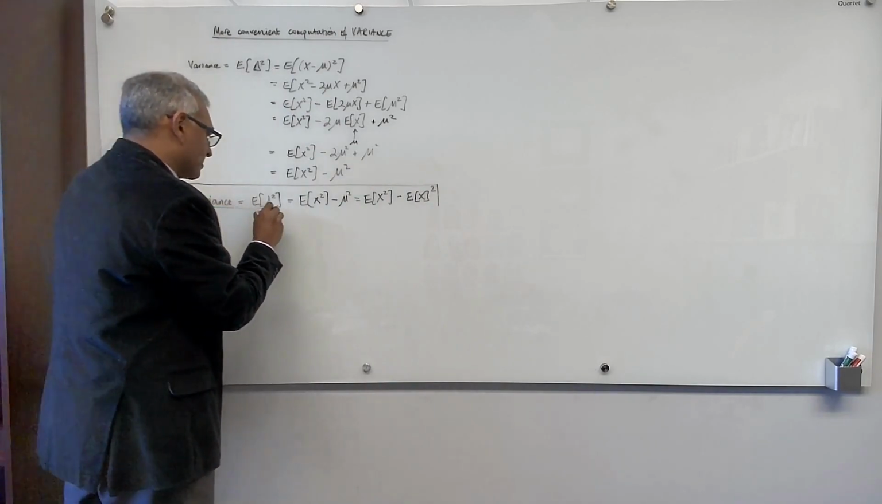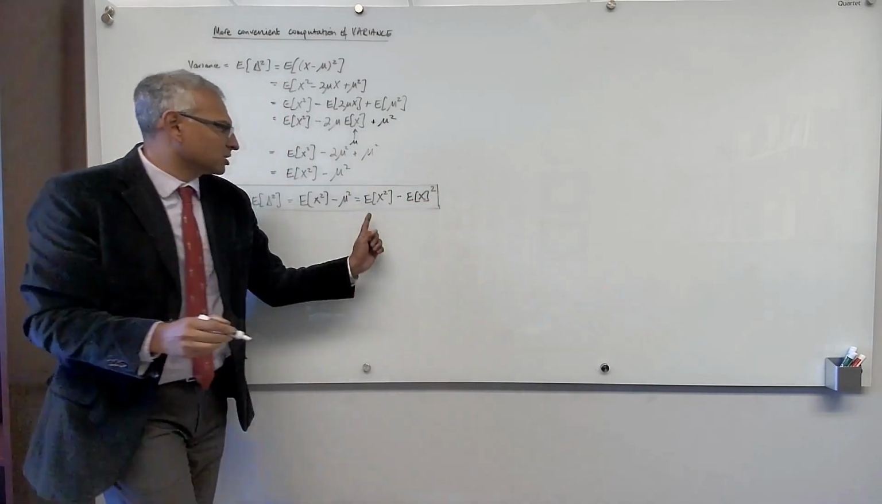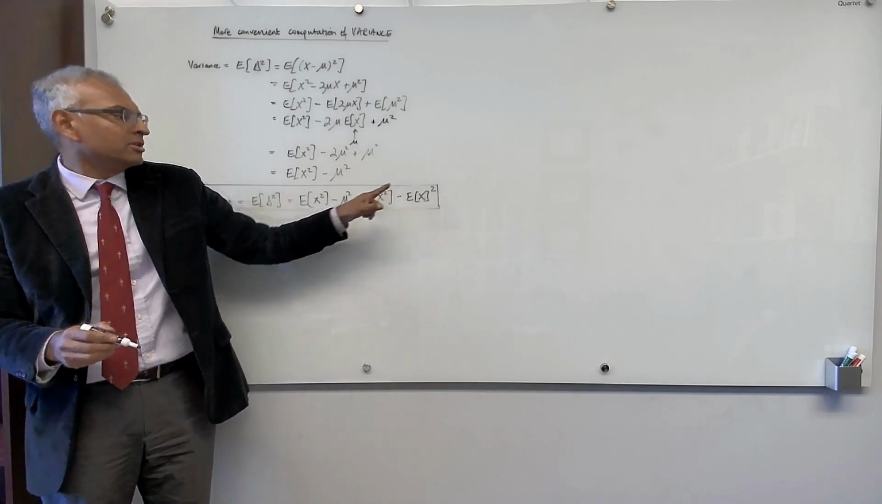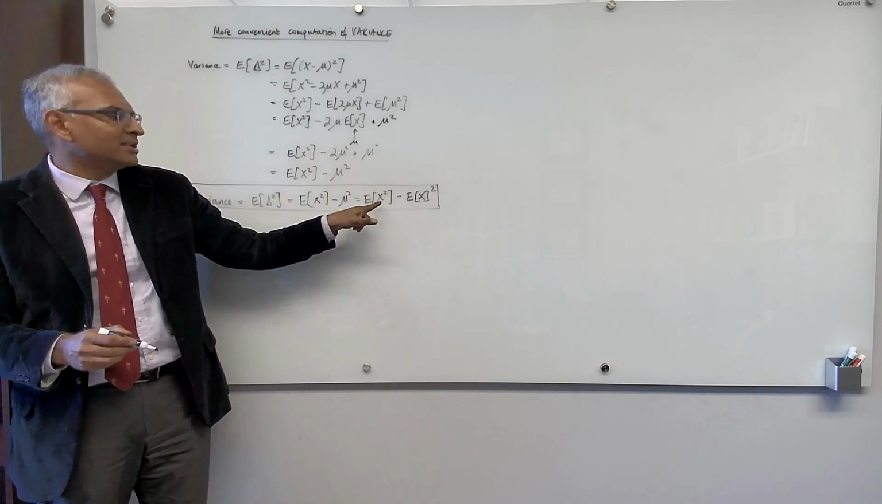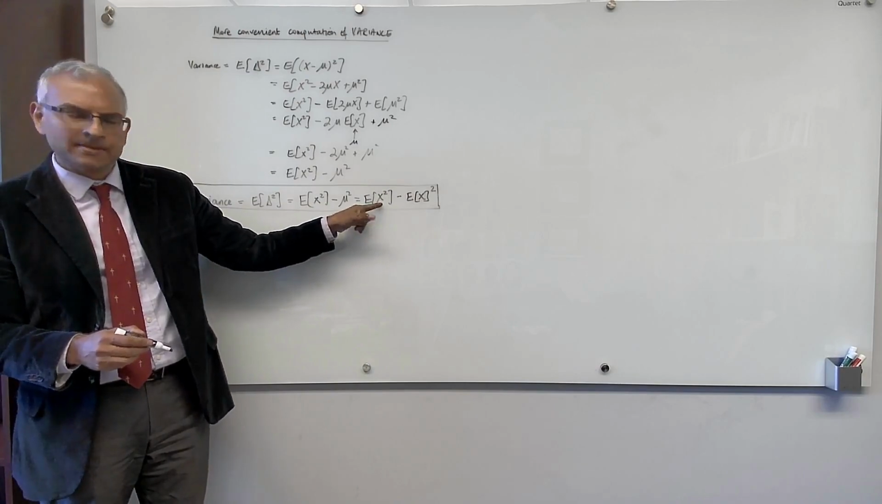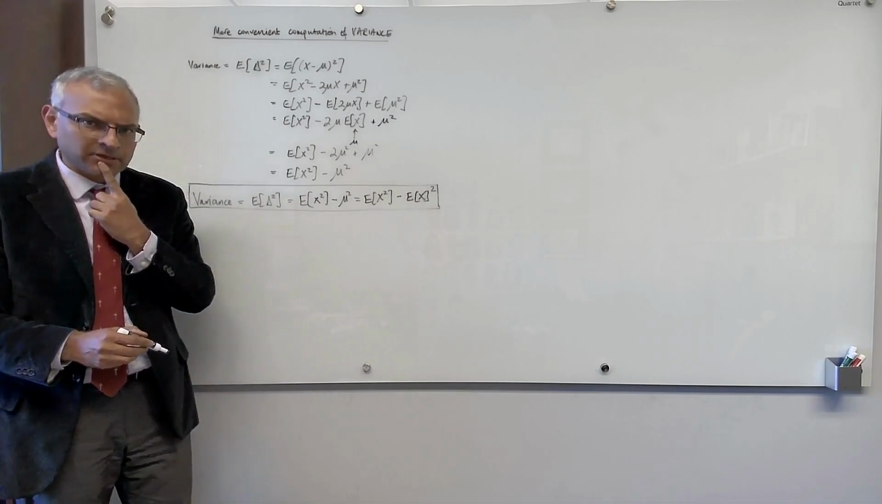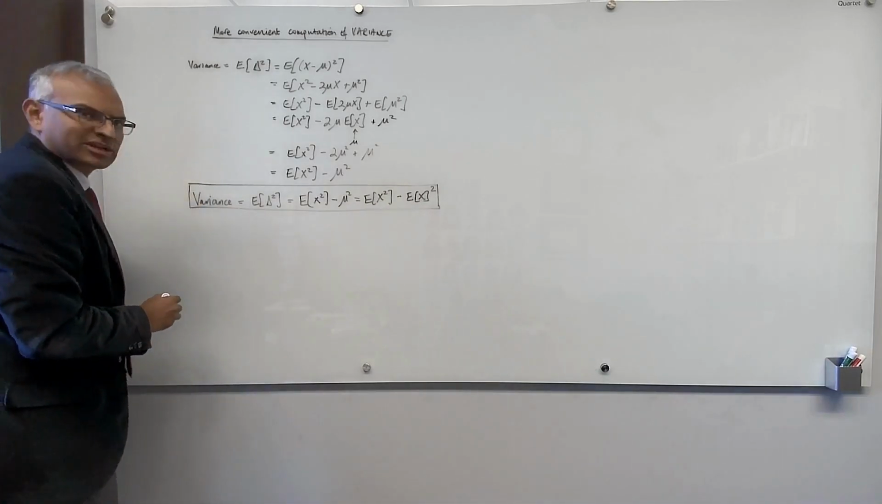This is typically how we compute variances. Okay? And what it means is that we have to compute two expected values. One for the expected value of the random variable, the other for the expected value of the random variable squared. Okay? And then we take the difference of one minus the square of the other. Okay? So let's do an example.